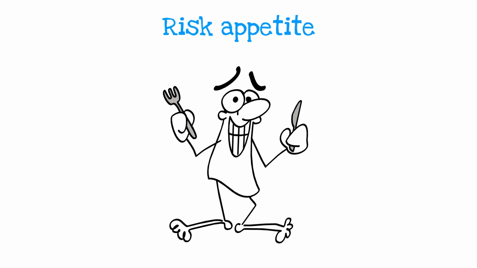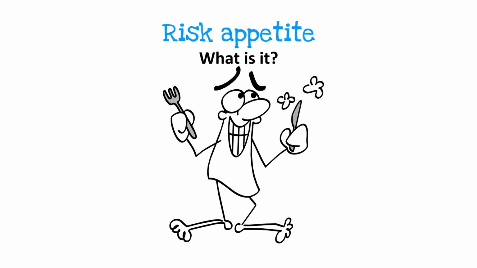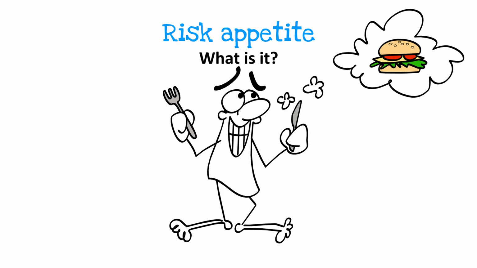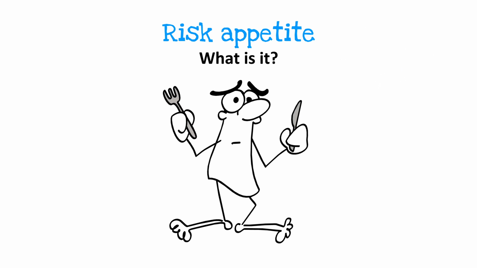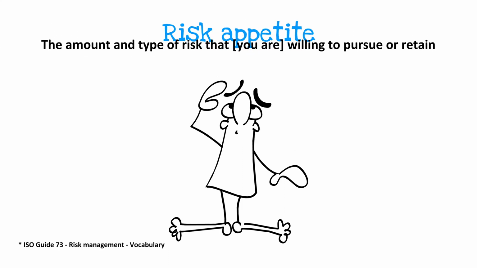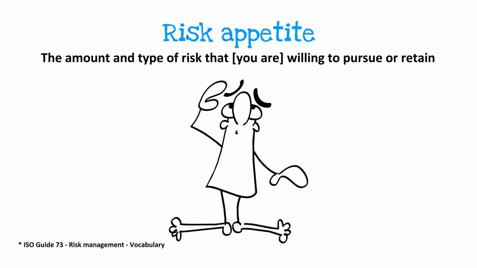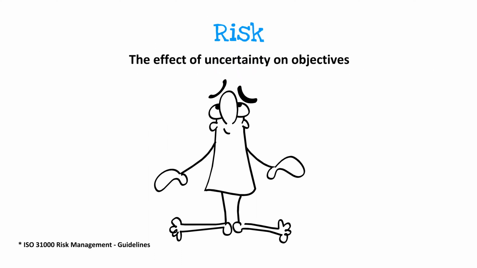Risk appetite. So what is it? Nice try, but sorry. It's actually a metaphor. There are a few definitions out there, so let's use the following one. Risk appetite is the amount and type of risk that you're willing to pursue or retain. Okay, so let's dissect that a bit further and define risk as the effect of uncertainty on objectives.